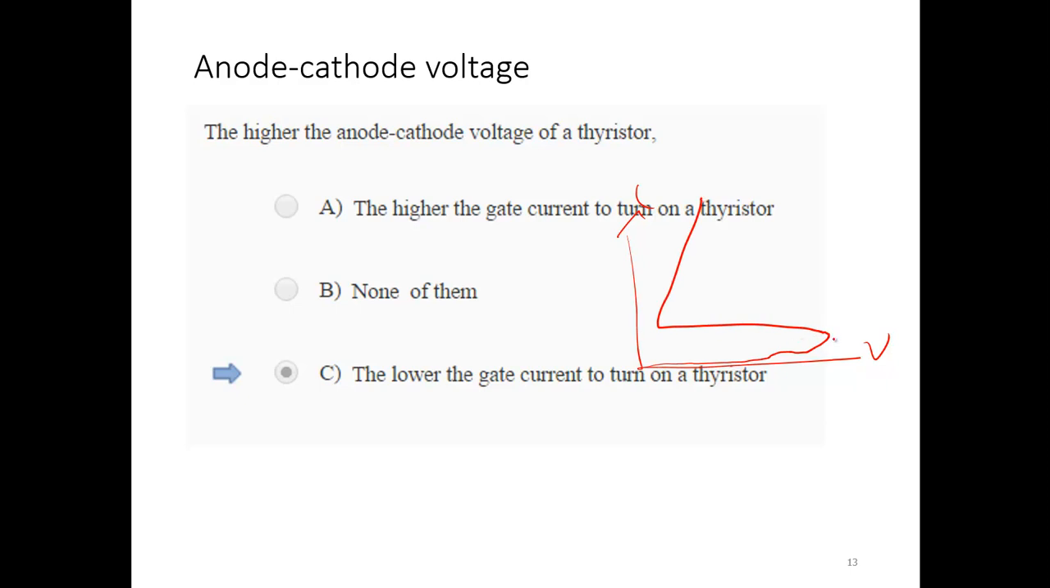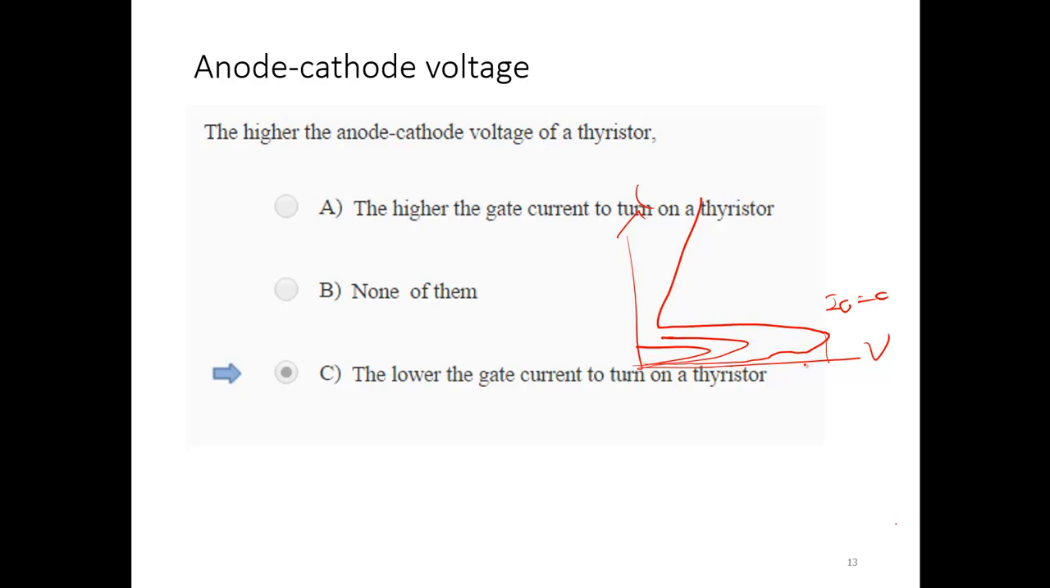But if you have no gate current, no gate voltage, it will be something like this, the breakdown voltage. It's basically the maximum breakdown voltage. But if you apply more and more gate current, it will turn on earlier. You can look at the diagram in figure 9.7. If you don't apply any gate current, it's 0, and then if you increase more and more gate current, you can make it turn on more easily.